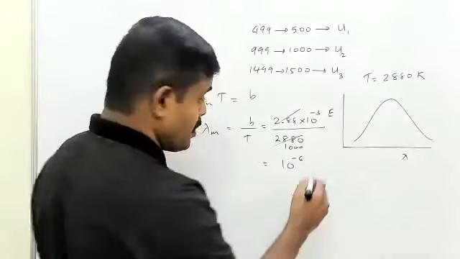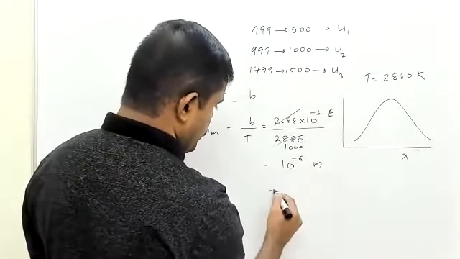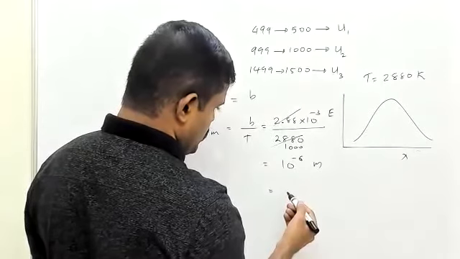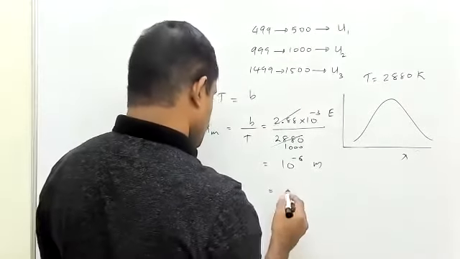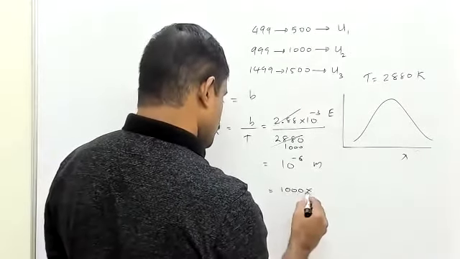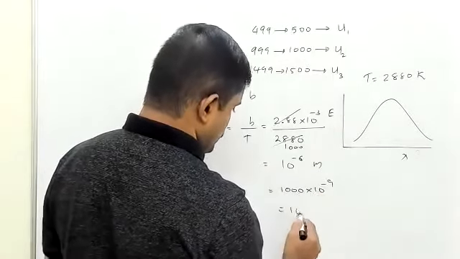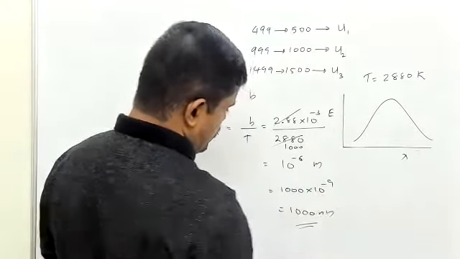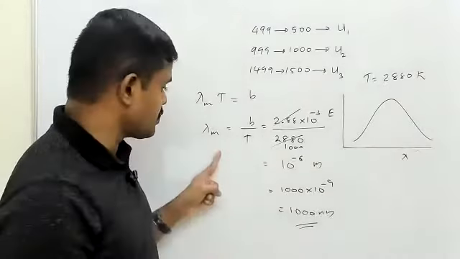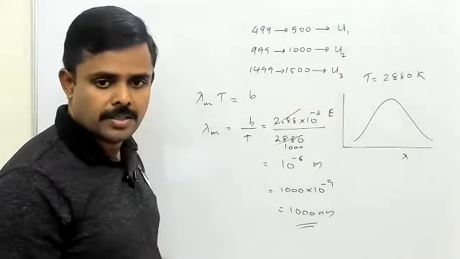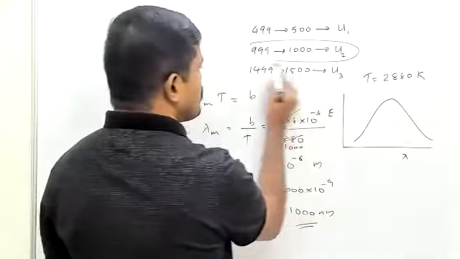10 power minus 6 meter. If I convert that to nanometer, 1000 into 10 power minus 9. So it's around 1000 nanometer. That means at 1000 nanometer wavelength is maximum. 1000 nanometer means, look at that.